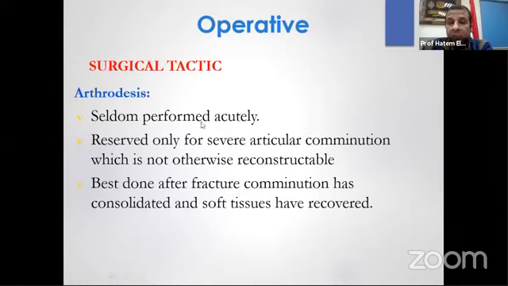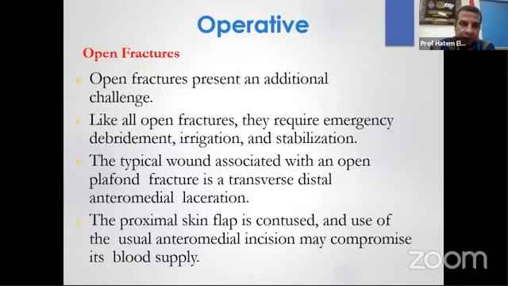Arthrodesis is seldom performed acutely. It is reserved only for severe articular comminution, which is not otherwise reconstructable, and is best done after the fracture comminution has consolidated and the soft tissue has recovered.